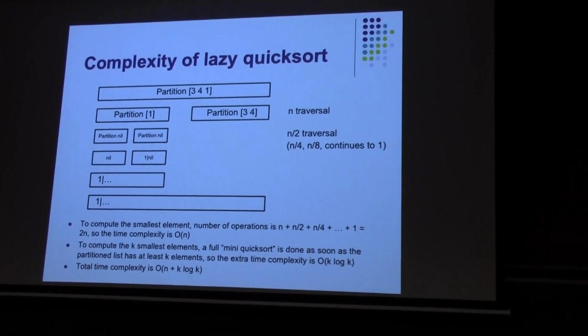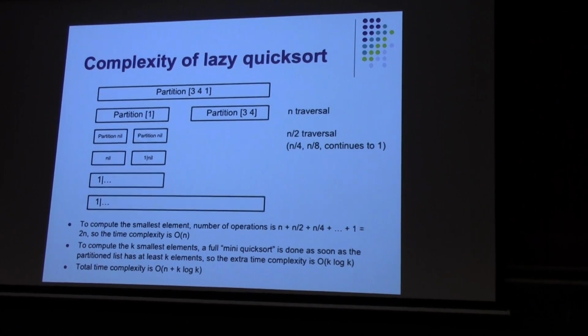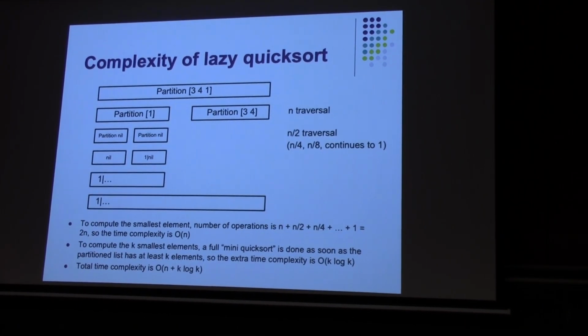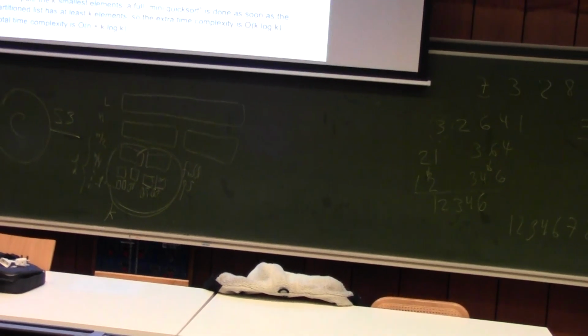Okay, so that's quicksort. So this is an example of the magic of laziness. Laziness has really made a smart incremental algorithm here. Okay? It's efficient in time, in space, has a good complexity.